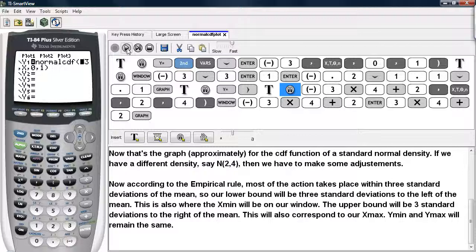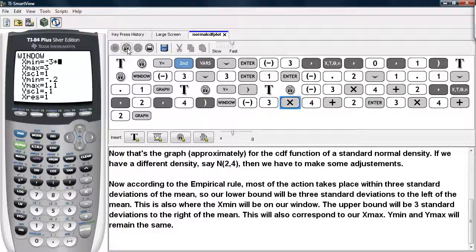So we're going to use the empirical rule to set up our window, but also to type in our numbers for this normalcdf command. So we'll start with -3 times the standard deviation of 4, and then we'll add 2 as instructed by the empirical rule. Then we'll use x for the upper bound, and we'll say that this normal density has a mean of 2 and a standard deviation of 4.